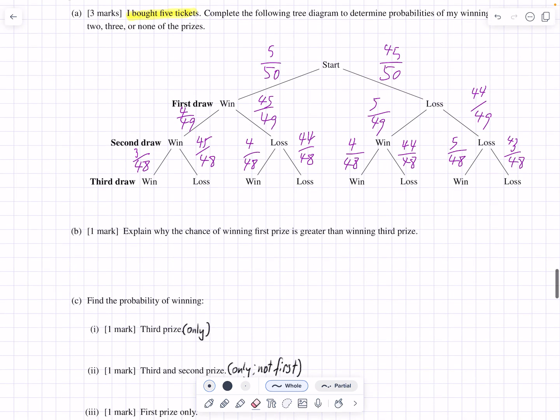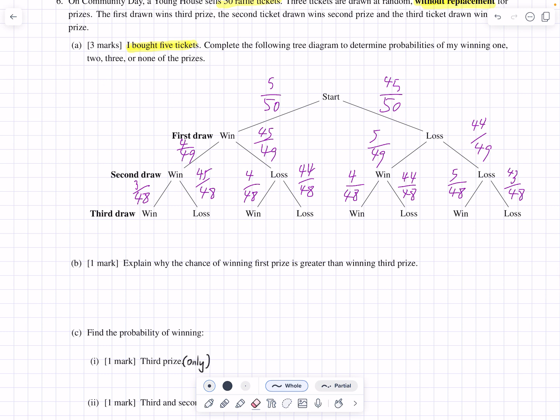And so this is showing all of the probabilities of winning 1, 2, 3, or none, no prizes there. Just as an exercise here, the probability of winning 3 will actually be 5 out of 50 times 4 out of 49 times 3 out of 48, and that would be the probability of winning 3 tickets, 3 prizes. Okay, thank you.